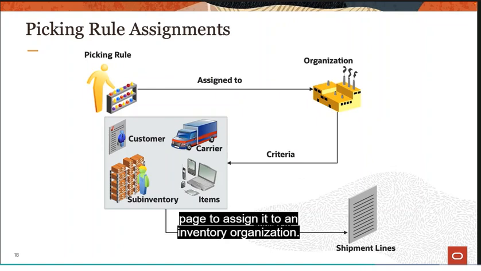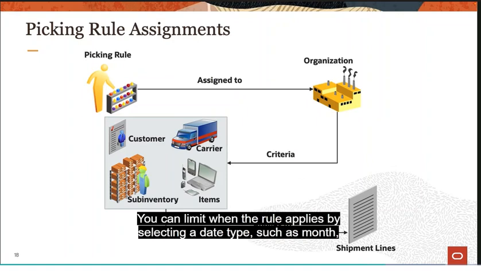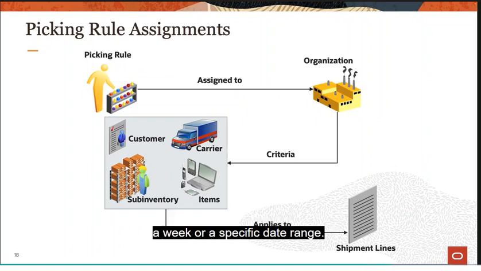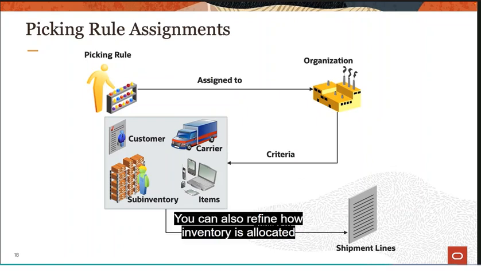After you create a picking rule, you use the picking rule assignments page to assign it to an inventory organization. You select the organization, enter a sequence number, and choose the picking rule. You can also control whether the assignment is active or inactive. You can analyze by selecting a date type, such as month, a week, or a specific date range.